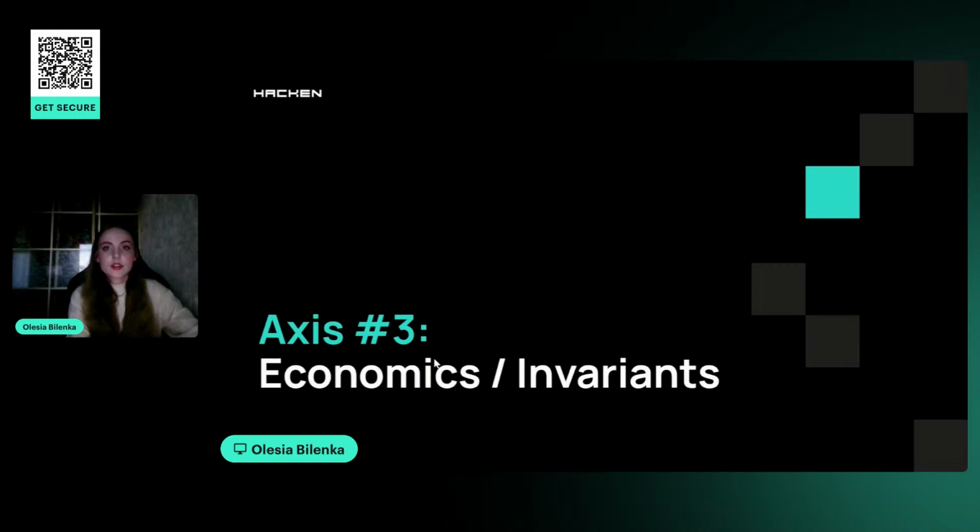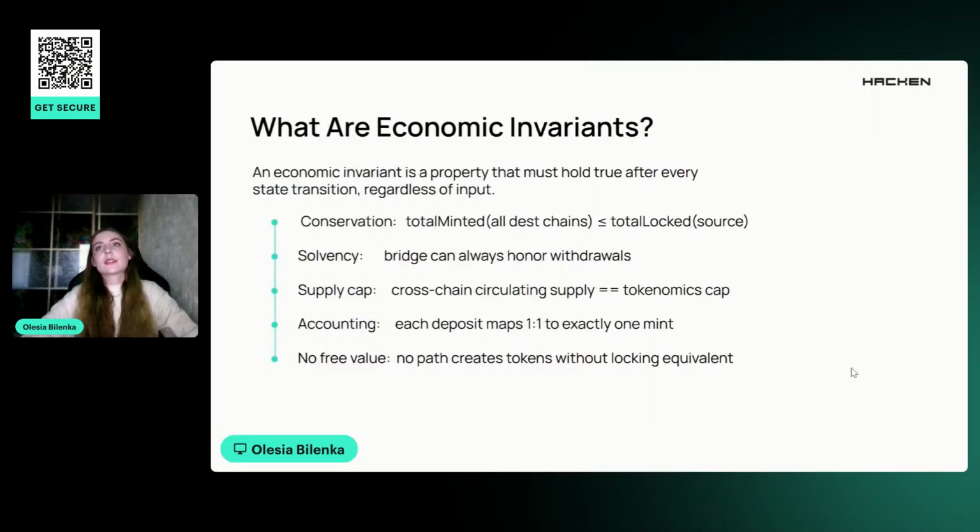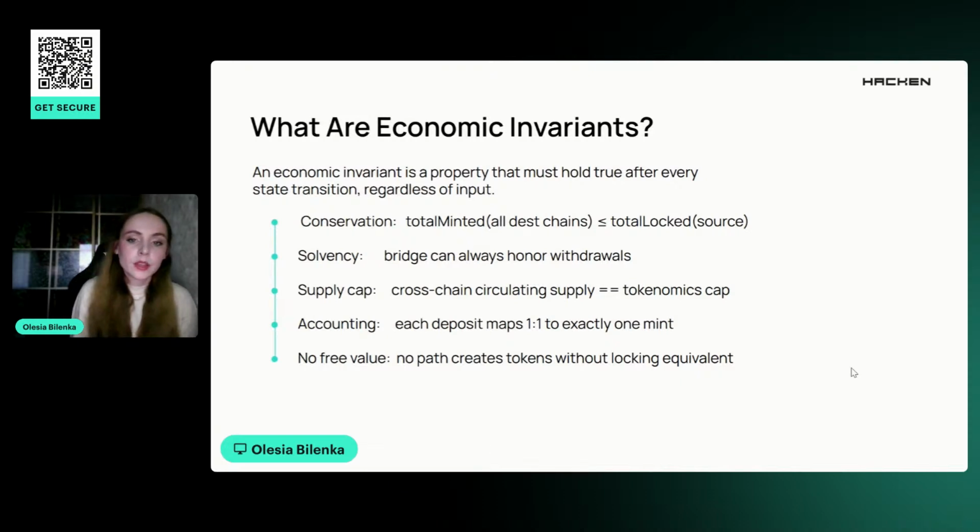So we have secured the trust boundary and message integrity. Now the next axis to get wrong: economic invariants. Here we will review fundamental accounting errors that violate the token's economic model. Firstly, we need to understand what an economic invariant is. An economic invariant is a property which should always hold true after every state transition. And it is usually defined by five main invariants.